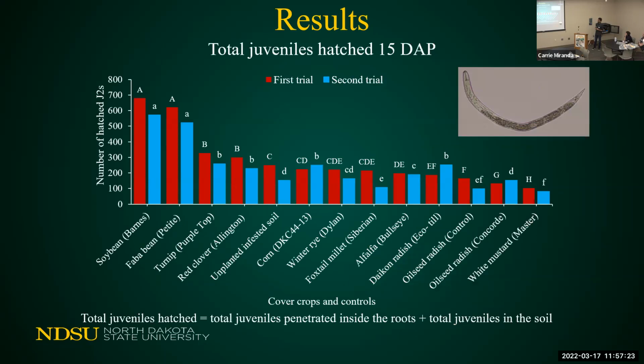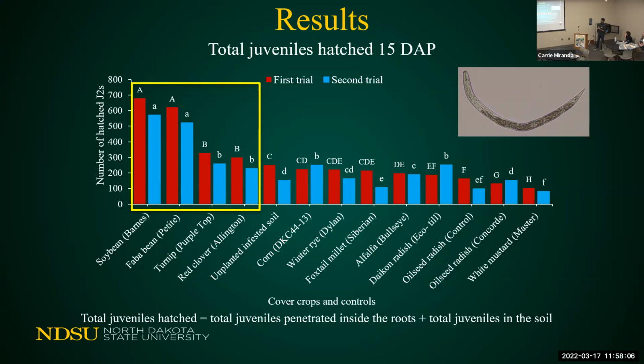So this is the first result, the first data set obtained from this research. I'm showing you the data, total juveniles hatched after 15 days of planting. On the x-axis, you can see cover crops and controls, and on the y-axis, the number of hatched juveniles. If you see here, these four crops, including the soybean Bands, had significantly more hatched juveniles 15 days after planting than the unplanted infested soil, which means they enhance the hatching of soybean cyst nematode eggs.